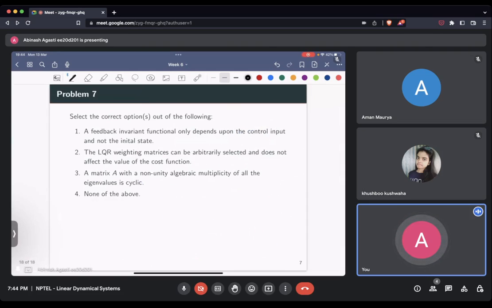So then the final question, then we'll go to MATLAB. Select the correct options out of the following. A feedback invariant functional only depends upon the control input and not the initial state. So by definition, a feedback invariant, some h depending on x and u.